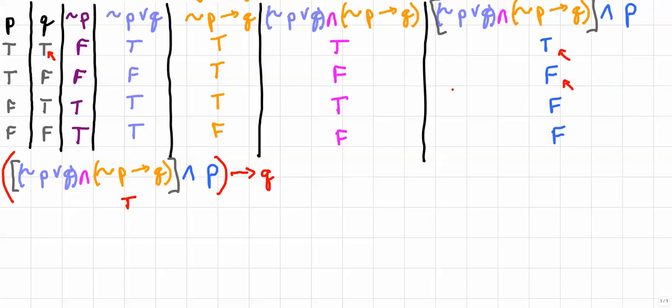The first statement is false. The second statement is false, so this will be true. The first statement is false. Second statement is true, that means it's a true statement. And this first statement is false, and the last statement is false, so this will also be true. And since all four of these are true, this is a tautology.